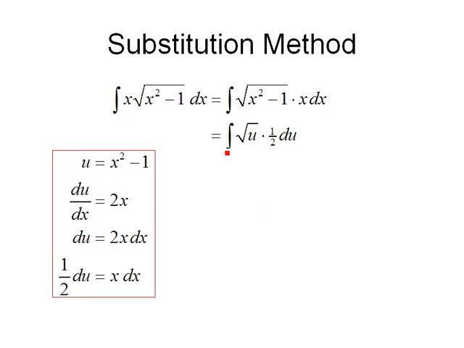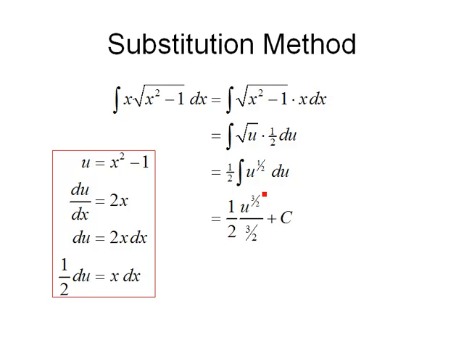Now I need to take the antiderivative of square root of u times 1/2 du. I'm going to pull out that 1/2 in front because it's a constant. So I need to do 1/2 times the antiderivative of u to the 1/2 du, where I've written the square root of u as u to the 1/2 because I know I'm going to need to use the power rule. So to use that power rule, I need to add 1 to the power and then divide by that power.